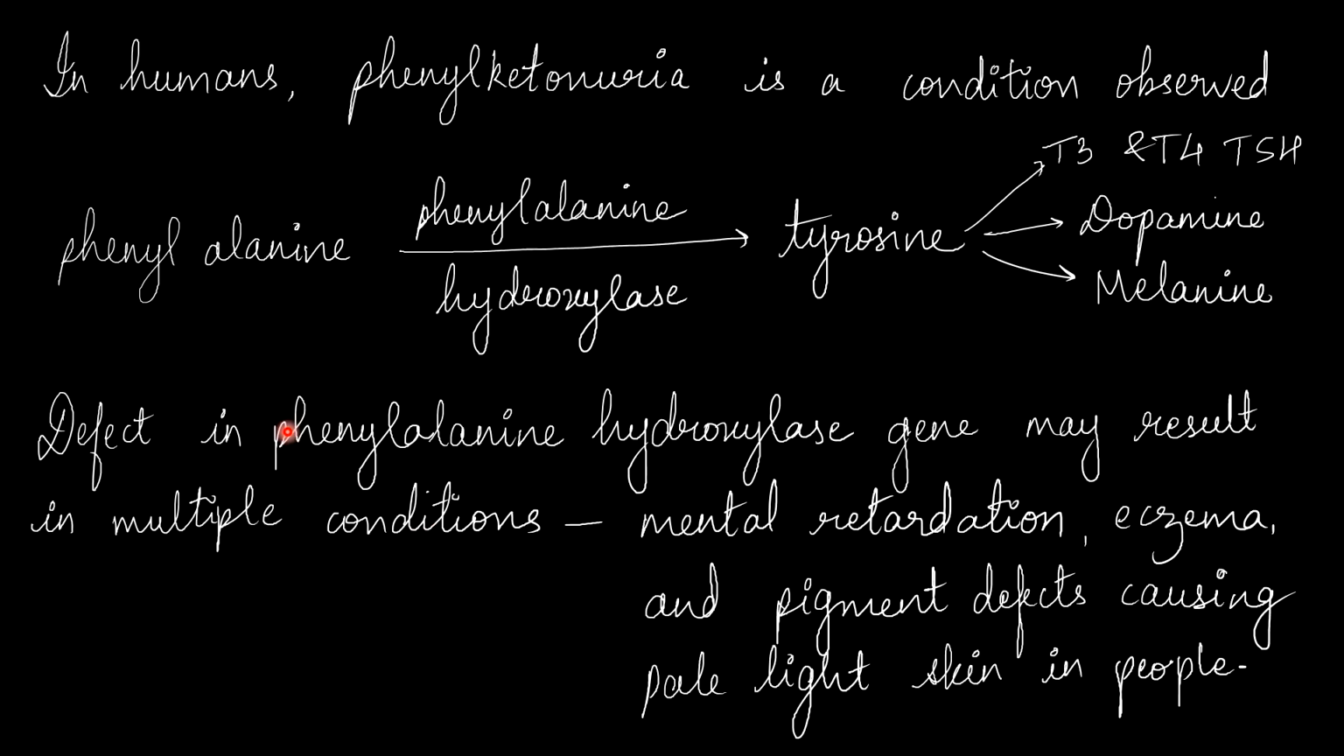Because of the accumulation, mental retardation, eczema, and pale light skin in people are also observed, because we have seen how melanin is synthesized depending upon the tyrosine concentration. Now, if tyrosine is not there, obviously melanin will also not be produced. So it means that this particular gene here is extremely important, and this is your pleiotropic gene, because it is controlling multiple traits, not just three different traits.